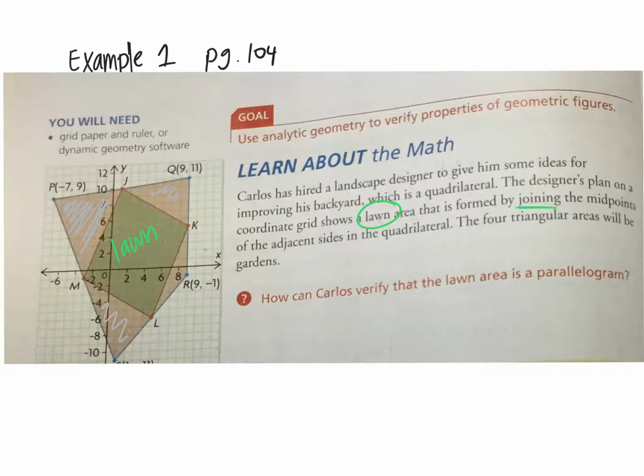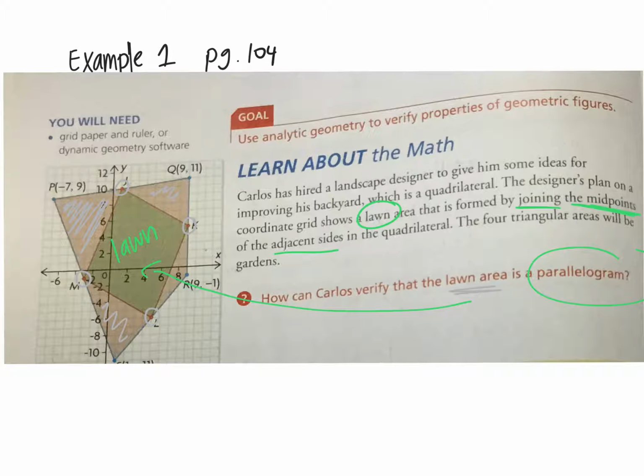What did they do? They joined the midpoints of the adjacent sides in the quadrilateral. So they found the midpoints and they joined it, and we have to prove that the lawn area, so this area here, is a parallelogram.